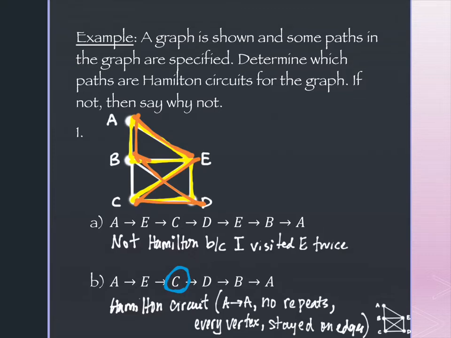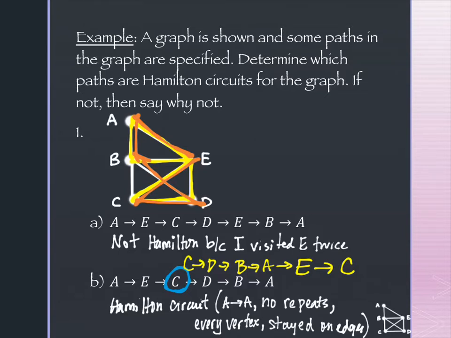So this would be something like, and I'll write it in yellow here. If I went C to D to B to A, and then from A to E, and then back to the C where I started, that's the same Hamilton circuit. You're doing everything in the exact same order, you're just starting at a different place.